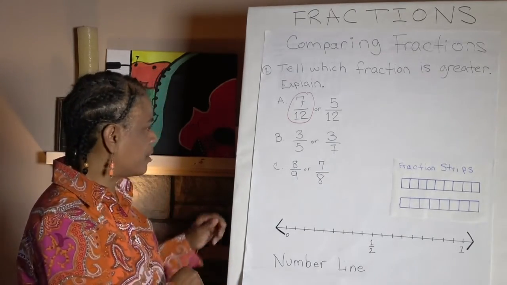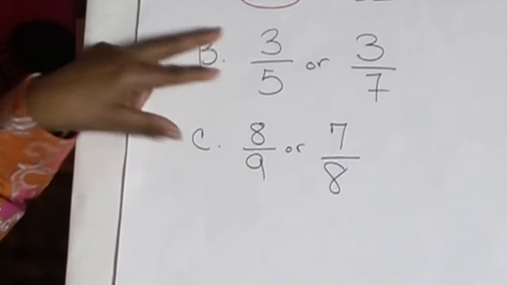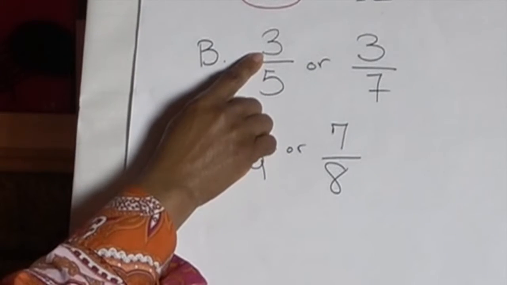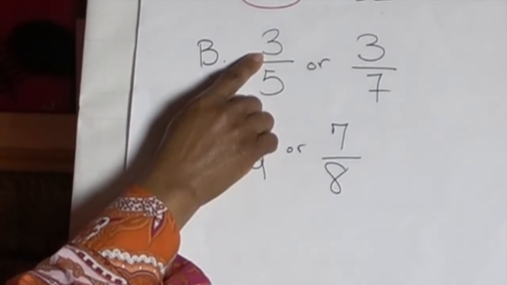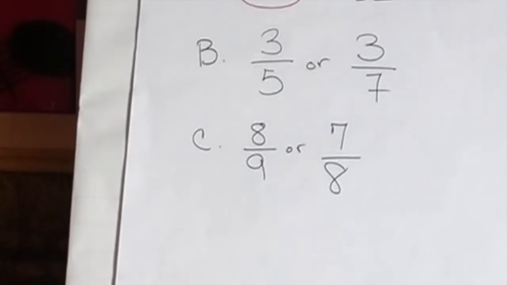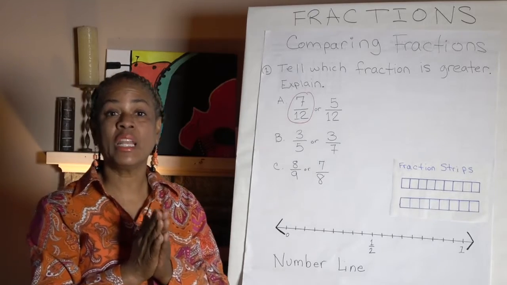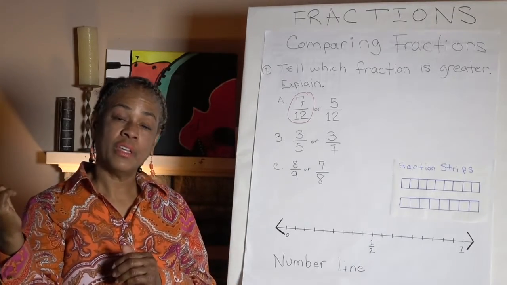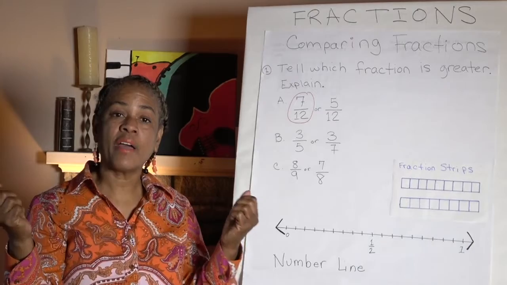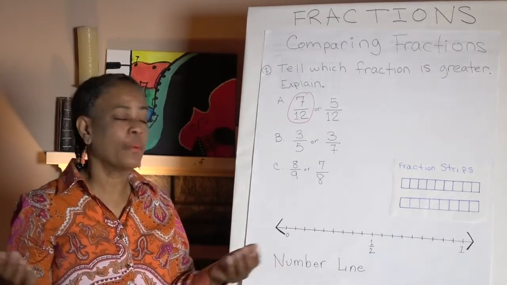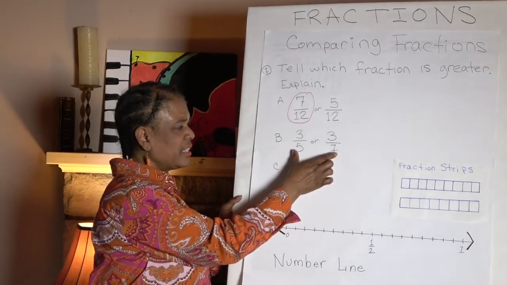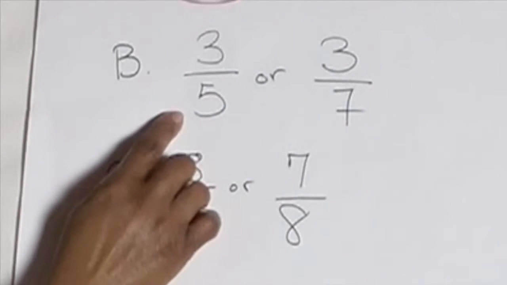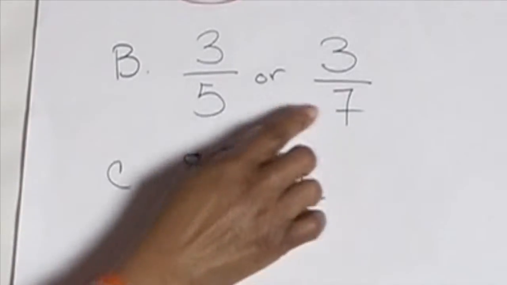Now let's look at another rationale. Here we can see that I told you that the numerator says the number of pieces. So in both cases I have 3 pieces. So now I have to rely on the size of the pieces, because if I have 3 pieces over here and 3 pieces over here, I have to see which size pieces are bigger. Well, let's see. I know that sevenths is smaller than fifths. Fifths is larger than sevenths.